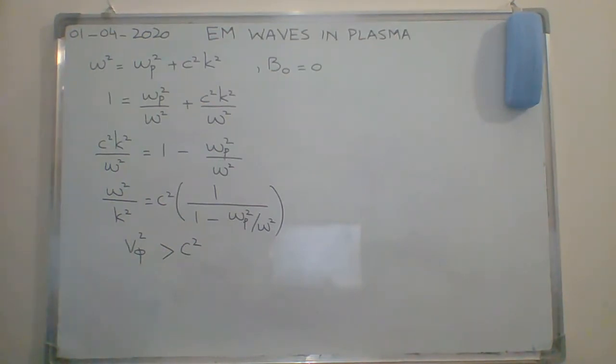But if I calculate the group velocity for this expression, then it always comes to be less than c. As I've already told you, the phase velocity doesn't carry any information. The information is carried by the modulation of the wave, which is given by the group velocity. So there is no harm in looking at this expression that V phi is greater than c. Now let's look at the group velocity.